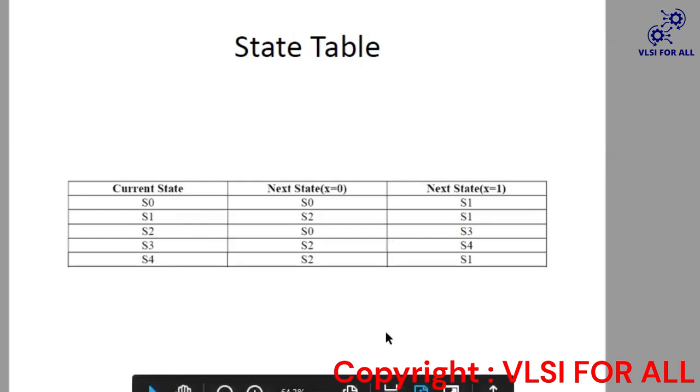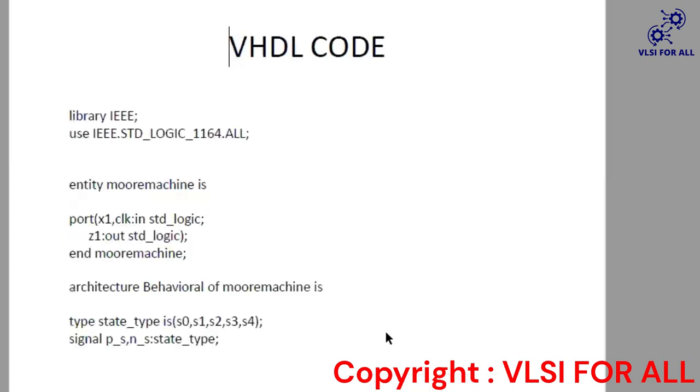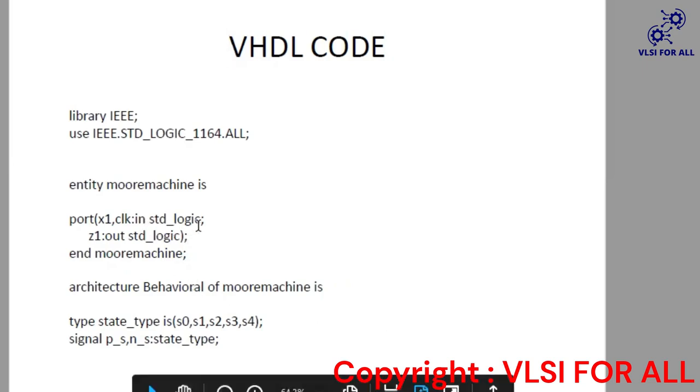And now we will implement this by using VHDL code. First of all, we included the standard IEEE library. After that, we created an entity and we declared X1 and clock as input ports and Z1 as our output port. And after that, we will declare the architecture.